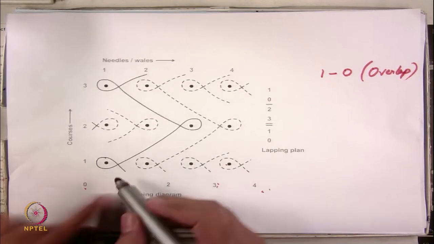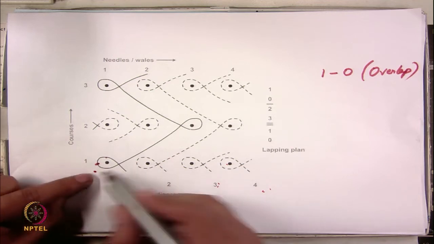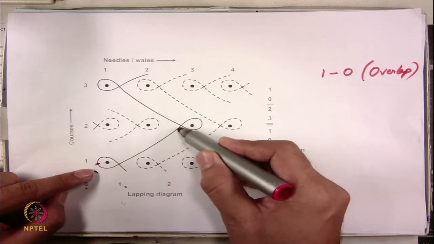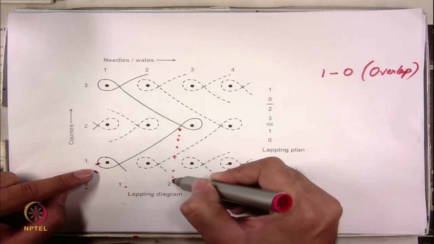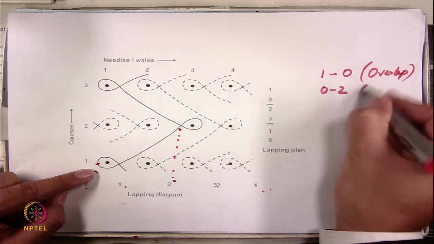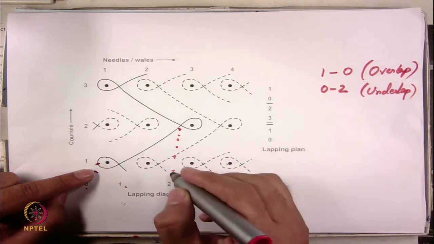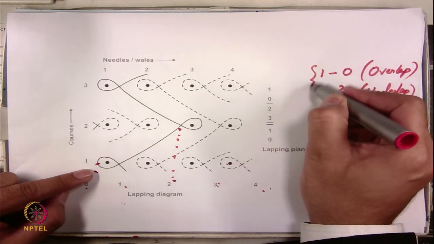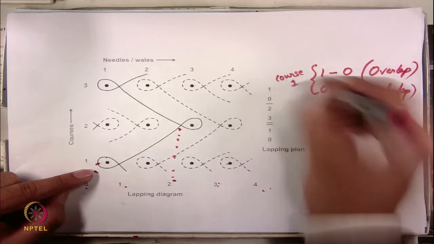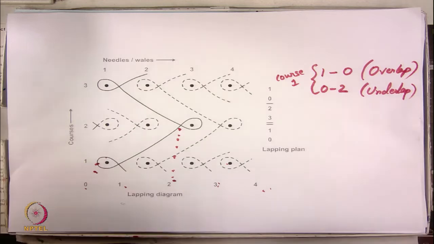After the 0 position, now the guide bar is here, on the back side of the needle. So after the 0 position, you are moving to this position, which is nothing but number 2, on the back side. So 0 to 2 position is underlap. One overlap and one underlap are required for the formation of the first course, course number 1. So we started from here and we finished here, then one course is done.